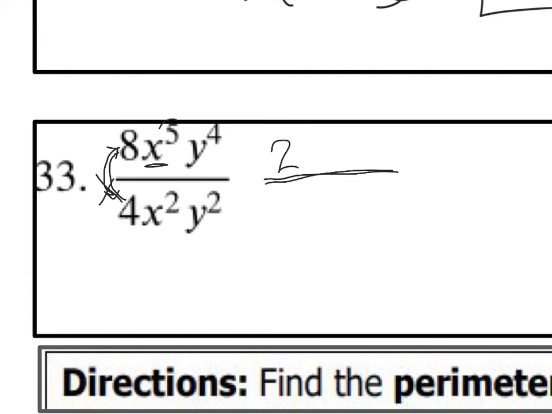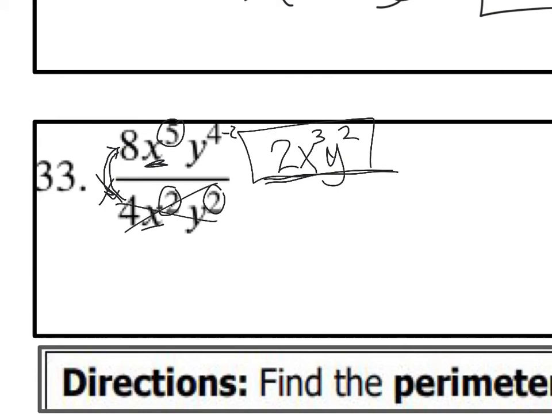The x's. I got 5 on top, 2 on the bottom. 5 minus 2 is 3. I had 3 left over on top. The y's. 4 minus 2 leaves me y squared. So there's nothing left on the bottom. So that would be your answer.